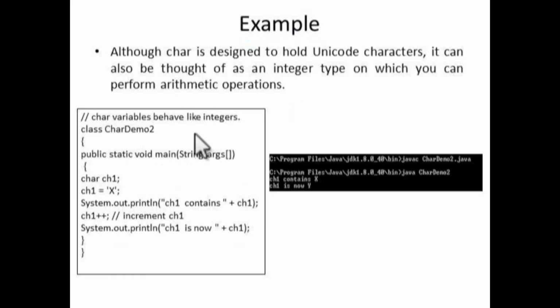And here I am showing how we can apply integer arithmetic operations on it. ch1 is the character data type, and I have stored capital X into it. Then I am printing the value first, that is X is printed here. Then I am applying the increment operation. So now the actual code of this X is incremented, and it will show the next value. In this output you can see first ch1 contains X, then after performing the increment ch1 is now Y. So in this way we can apply arithmetic operations on this variable.